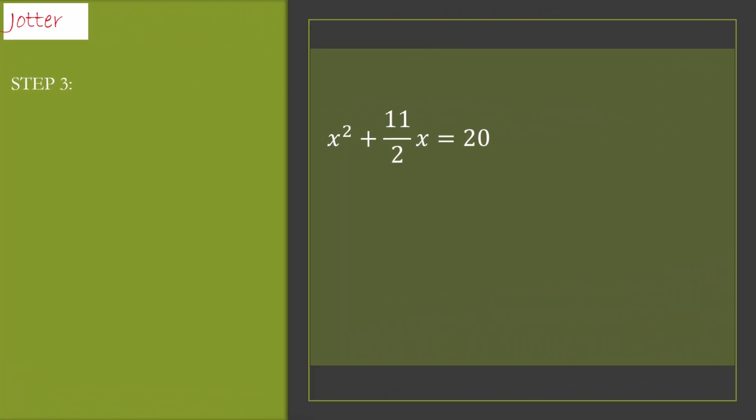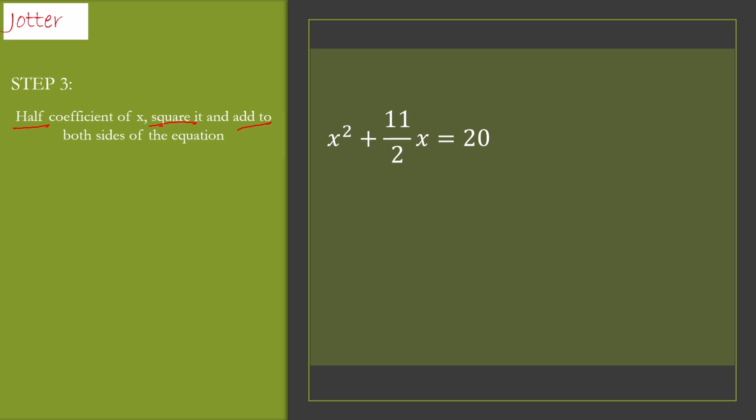Step 3 says that we should take the coefficient of x, square it, and add it to the two sides of the equation. So we have 3 operations here: half, square, and add. So we're going to first of all take the half of the coefficient of x, then square it and add it to the two sides of the equation.